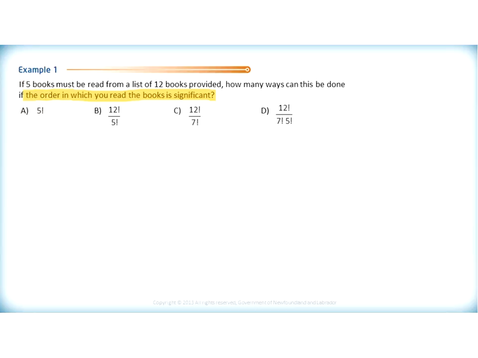So this must be dealing with a permutation as opposed to a combination. In this case, we would have a set of 12 books, and we will permute 5 of them. In order to calculate this, we will use the formula 12 factorial divided by 12 minus 5 factorial. That is equal to 12 factorial divided by 7 factorial. So this answer corresponds to C as the multiple choice answer.